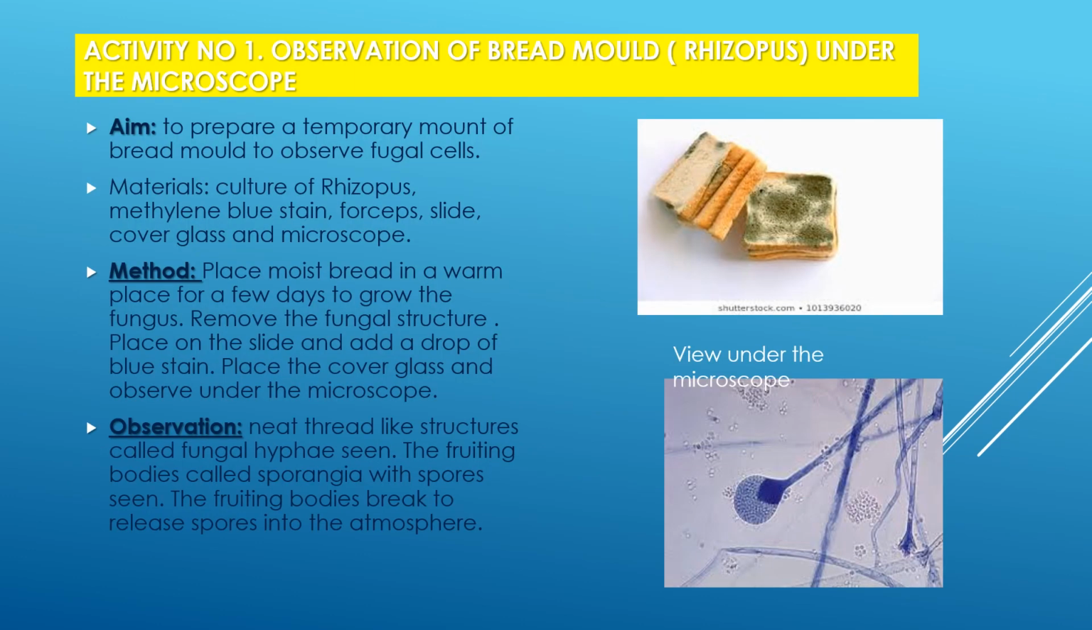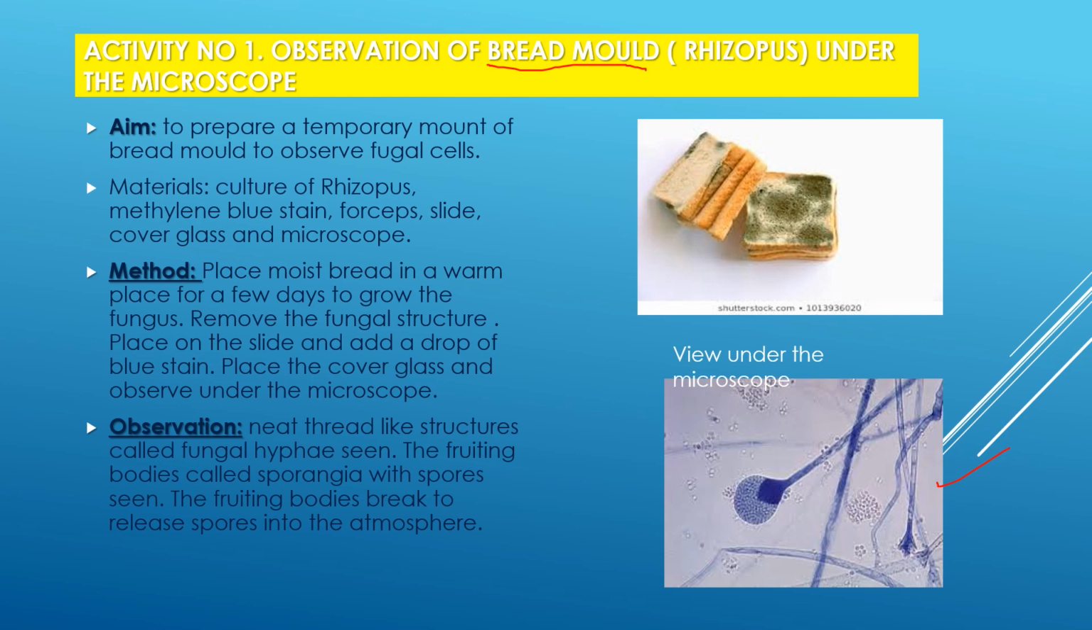In this lesson, we shall perform an activity to observe the structure of bread mold, which is known as Rhizopus, under the microscope. So this is the format of the activity. You will write it down in your classwork book and draw this picture of the view under the microscope. It is there in the textbook. Parallelly, you can take the picture from there also.